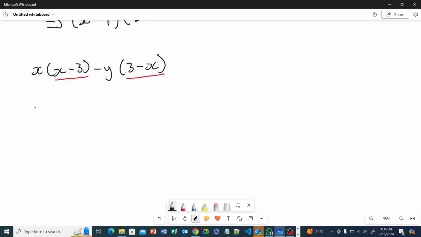What you need to do is, the first term is correct, just leave it as it is. So it's x into (x minus 3). Now this is the first term as it is. Now we're going to change the sign here.